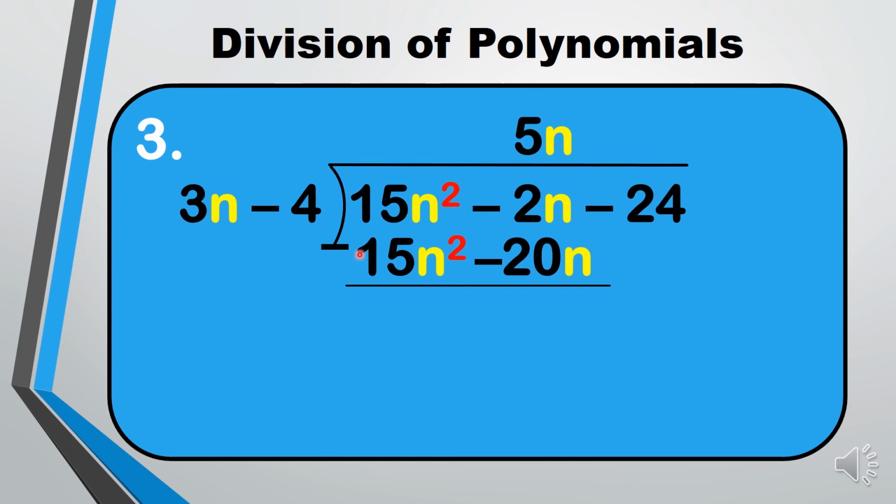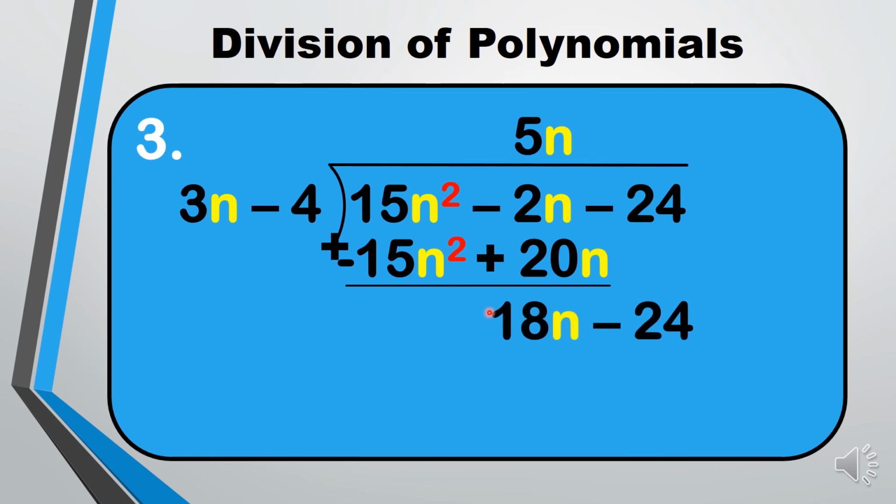At dahil tayo ay magsasubtract ngayon, ifa-follow natin ang keep change rule ng subtraction of integers. So from positive 15n squared minus 20n, tayo ngayon ay magkakaroon ng negative 15n squared plus 20n. And let's proceed to the addition of integers. 15n squared minus 2n plus negative 15n squared plus 20n will be equal to 18n.